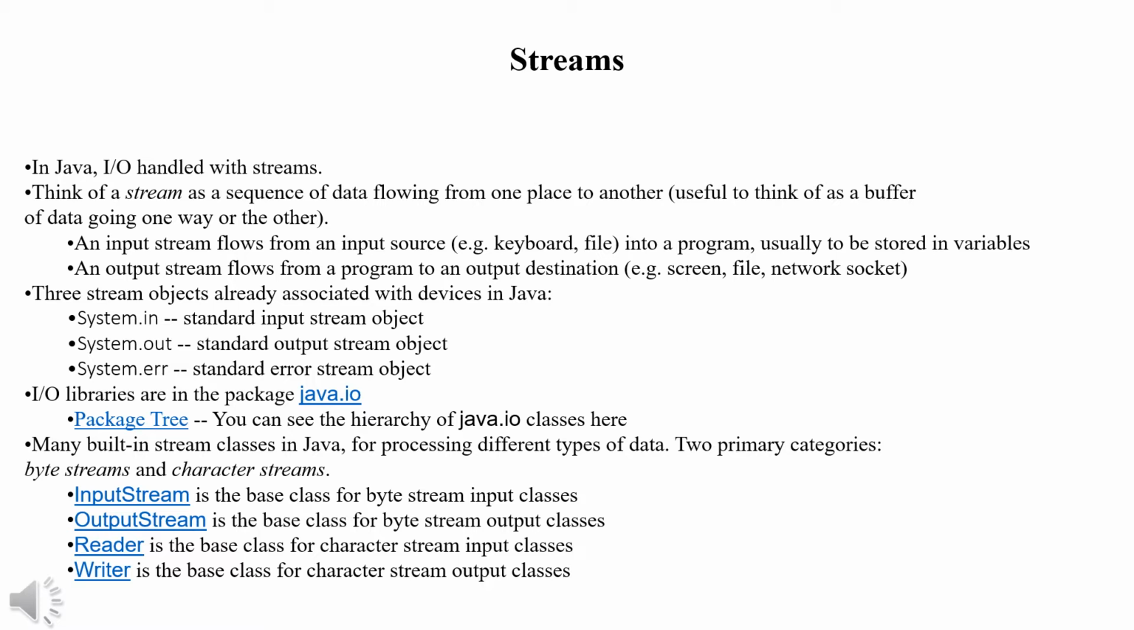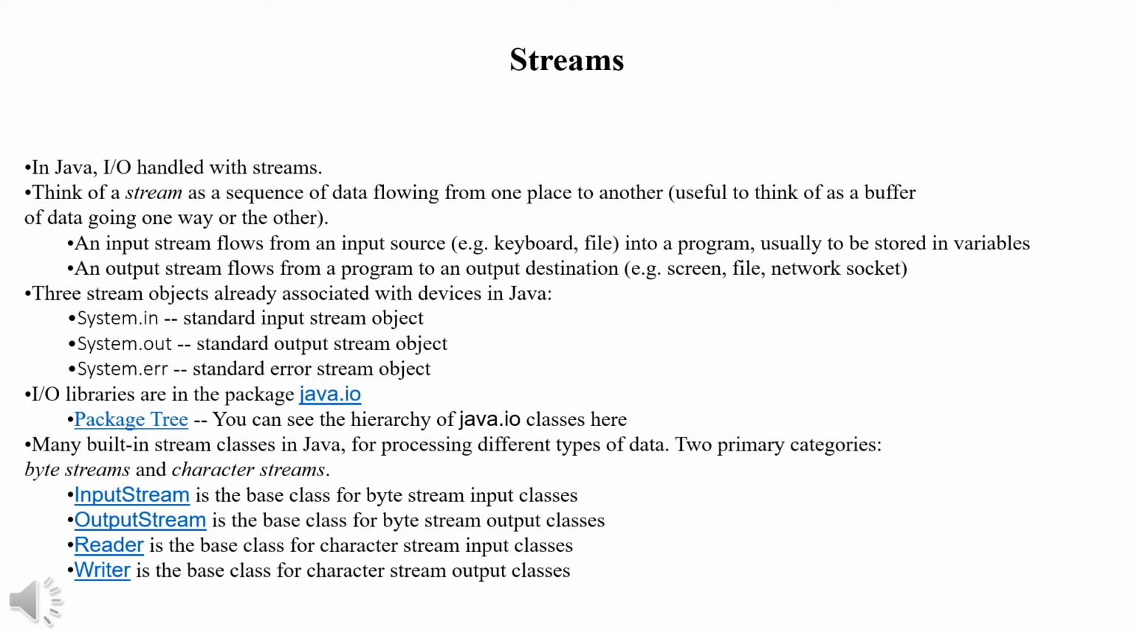right? So an input stream flows from an input source. That input source can be a keyboard, a file, etc. This stream flows into a program in order to be stored in variables.